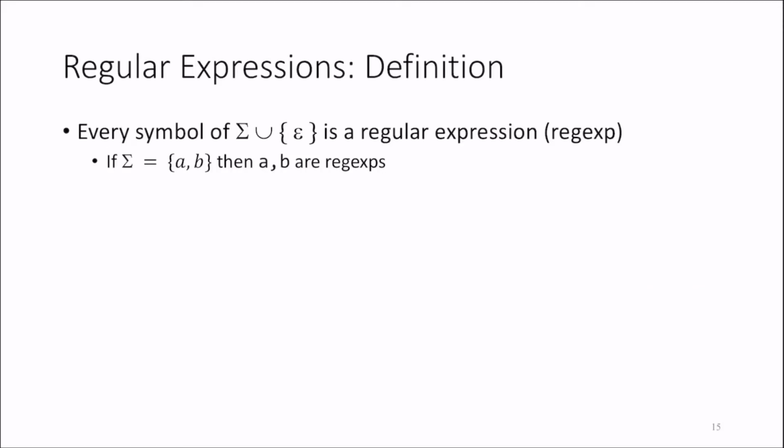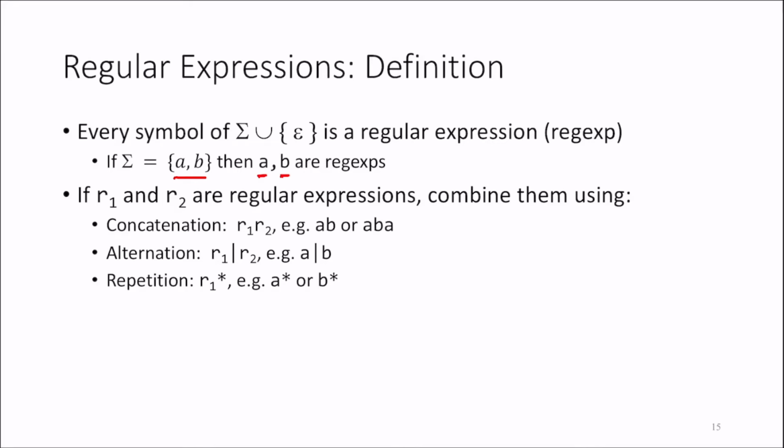A regular expression is defined almost the same way as we define regular languages, which is not surprising, because we want a one-to-one correspondence between the regular expressions and the regular languages. So every symbol in the alphabet is a regular expression. If I have an alphabet with 2 elements, A and B, then A and B by themselves are regular expressions. If R1 and R2 are regular expressions, now we're recursively building more complex regular expressions.